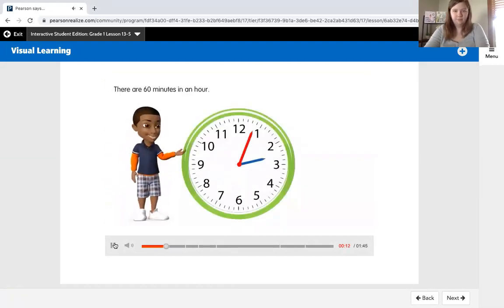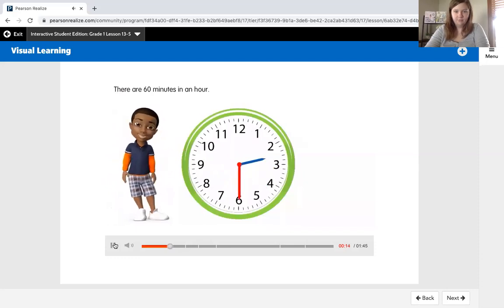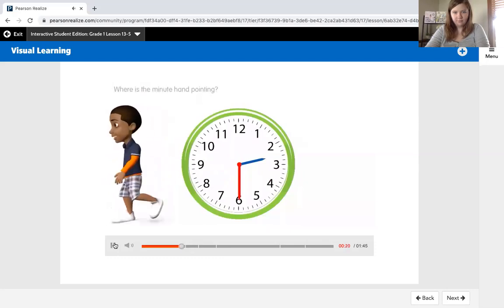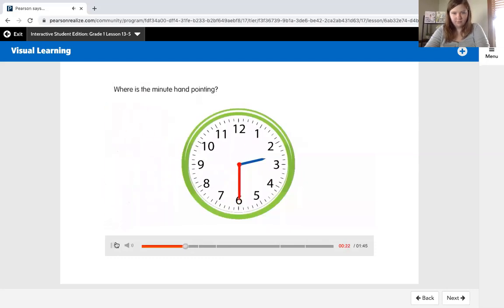There are 60 minutes in an hour. So half an hour is 30 minutes. Where is the minute hand pointing? So remember, our minute hand is the long hand, and it is currently pointing at the 6. The minute hand is on 6.